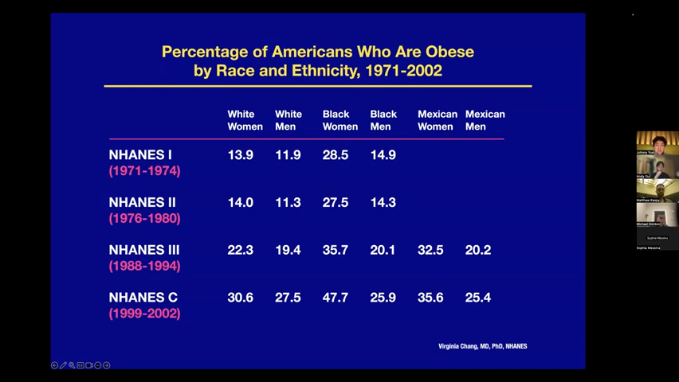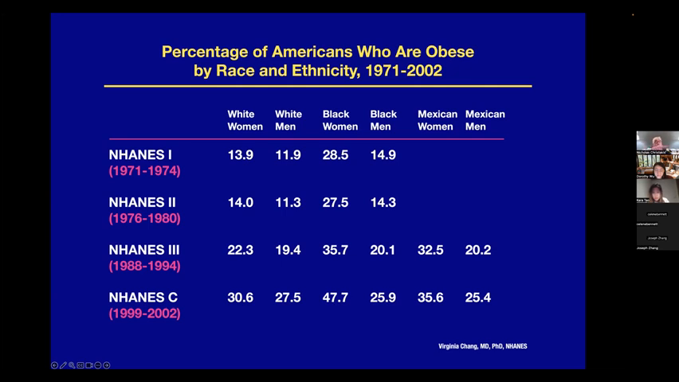And this slide shows the percentage of people who are obese, who have a BMI above 30, by sex and race and by time period. So, for example, if you start at the top, back in 1971 to 1973, 13.9% of white women were obese and 11.9% of white men, and Black women, 28.5% were obese. So double the rate of white women, 40 years ago, and Black men, 14.9.